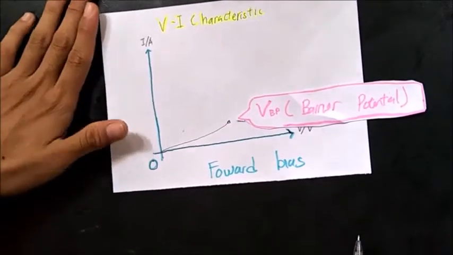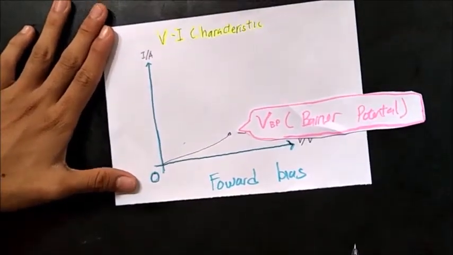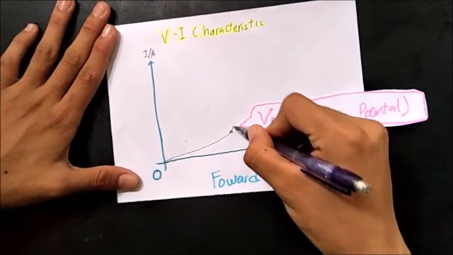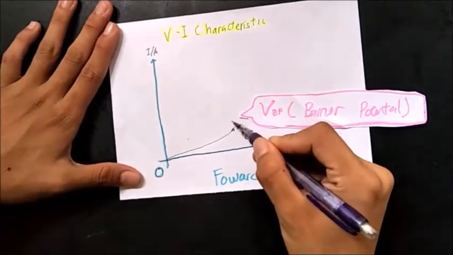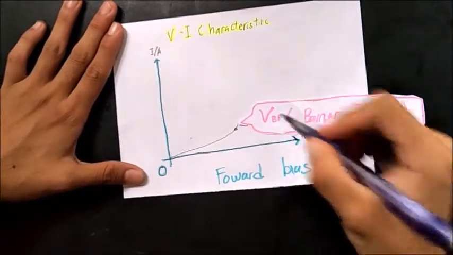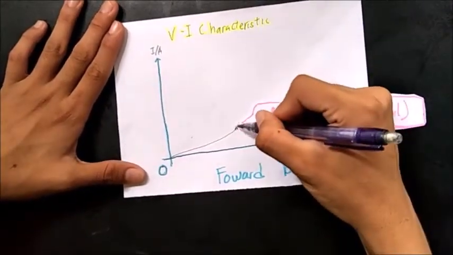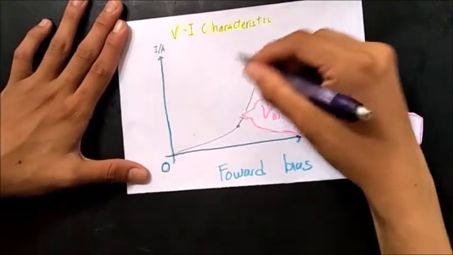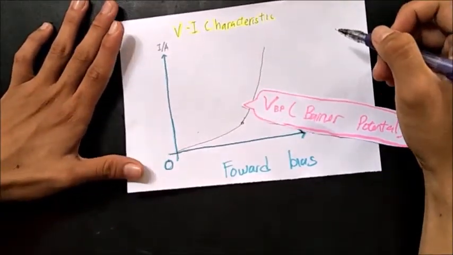The value of the barrier potential depends on the type of diode. After the barrier potential, the current increases slightly, due mainly to the voltage drop across the dynamic resistance. Then the current increases rapidly because the free electrons have enough energy to climb the hill and cross the depletion region of the diode.